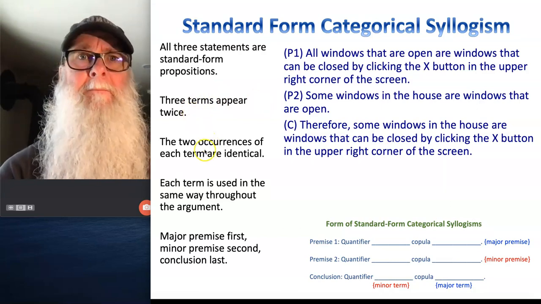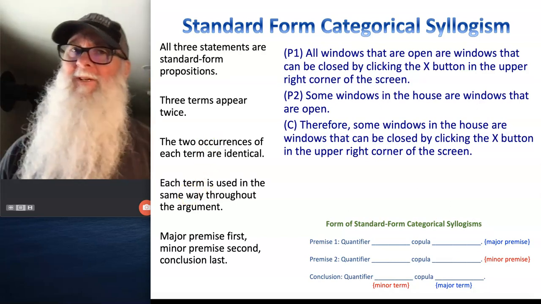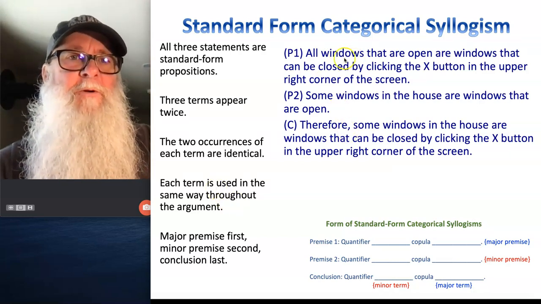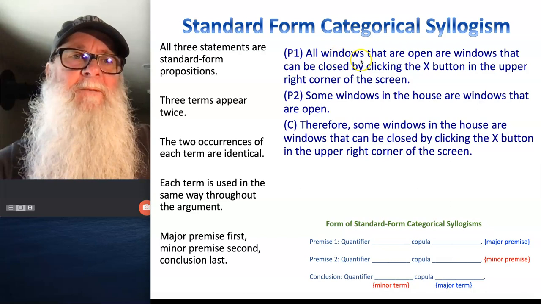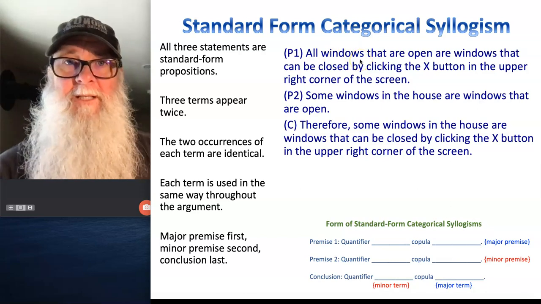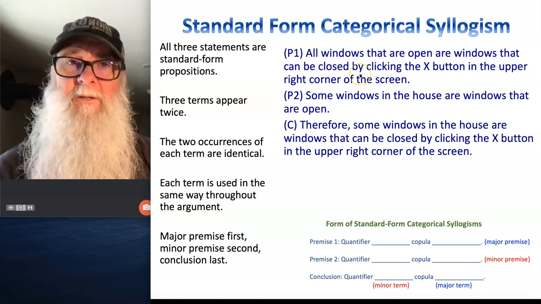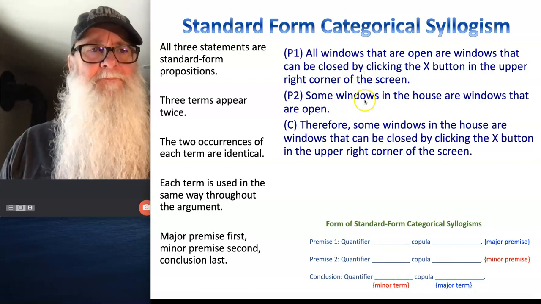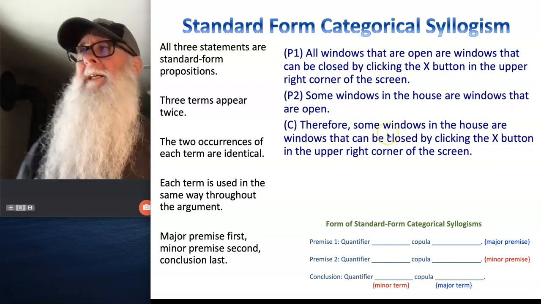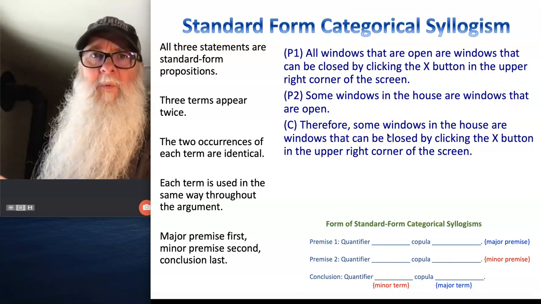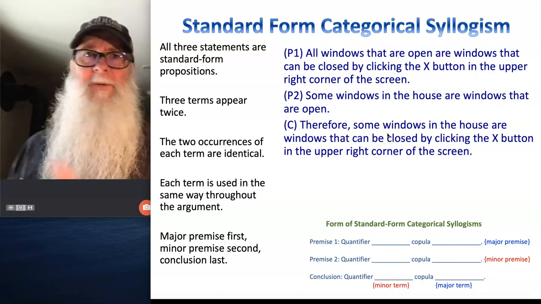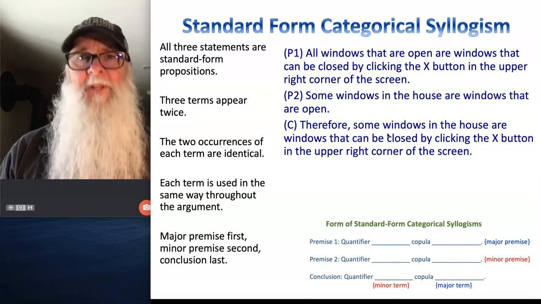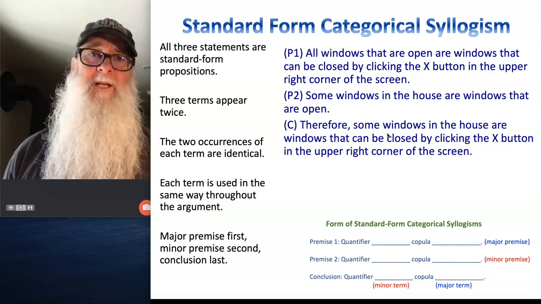but our terms aren't used the same way each time. Okay, we have this one term, windows that are open. In premise number 1, it seems to be referring to the windows on a computer screen, right? You click that little X button in the upper right-hand corner and it closes the window on the computer screen that's open. But premise number 2 seems to be using windows that are open in reference to windows on the side of a wall that are open. And those aren't the same thing, even though they're worded the exact same way. Those aren't the same thing. So again, this argument fails as a standard form categorical syllogism.